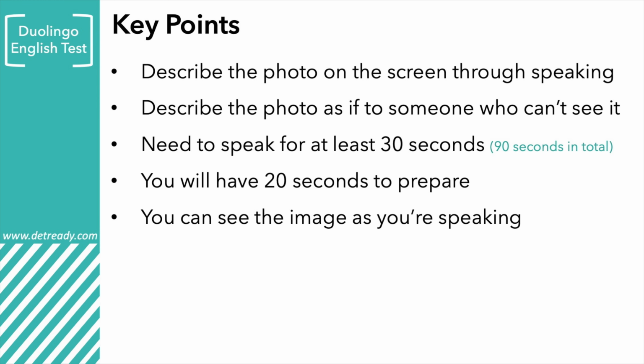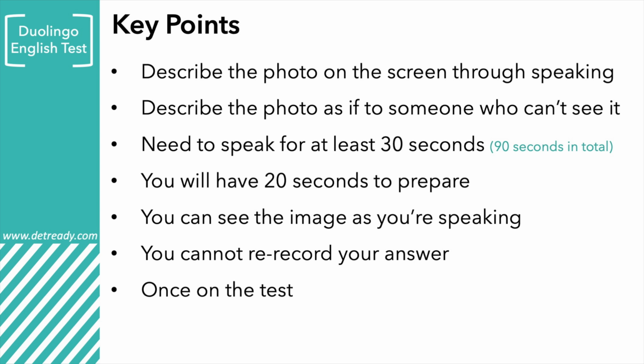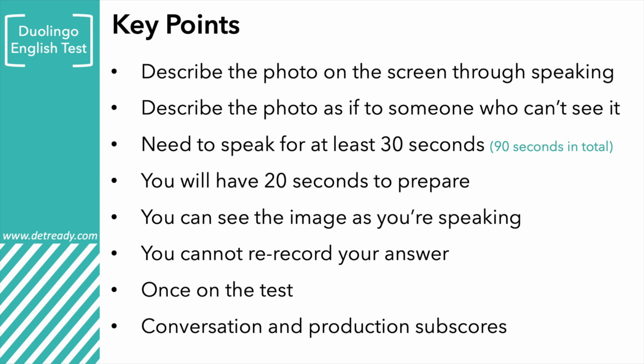And luckily, you can see the image as you're speaking, so that makes it a bit easier. And you need to remember that you cannot re-record your answer. So you only get one shot at this. If you stumble or make a mistake, just keep going. Don't start again. You're not able to re-record or do your answer again. You only get this question type once on the test, and it contributes to your conversation and production subscores.